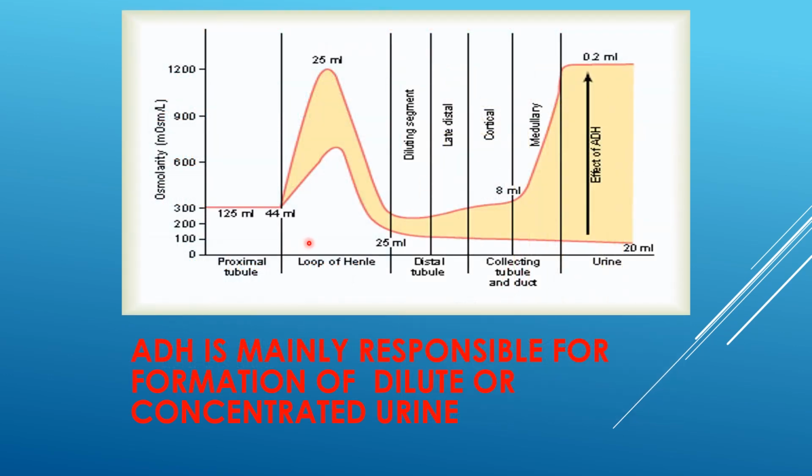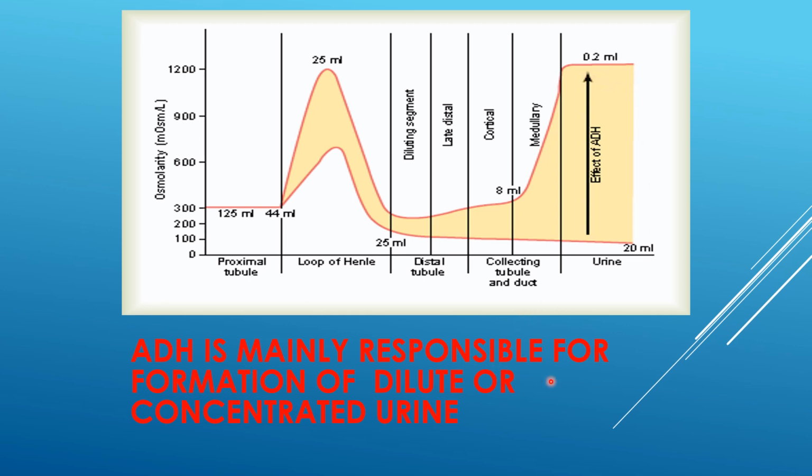So this is the picture showing the osmolarity at different segments of the nephron. Proximal tubule, loop of Henle: you can see the medullary concentration gradient in the loop of Henle is increased to 1200. In the distal tubule diluting segment, late distal tubule, cortical collecting duct and medullary collecting duct, the osmolarity has increased. And lastly, under the effect of ADH, the osmolarity reaches up to 1200.